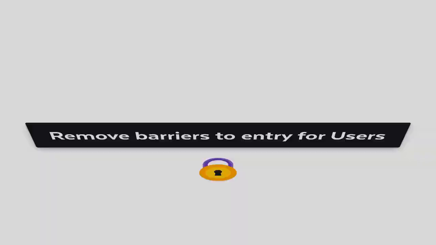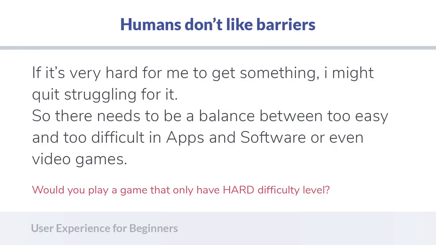It's human nature that we humans don't like barriers, or if it is very difficult for us to get something, we are mostly going to quit it. Also, if you make it very easy for a human to get anything, they are not going to go for it. So they feel more accomplished when there is a balance between how easy it is and how difficult it is. So most of the apps and software or even video games are using this technique.